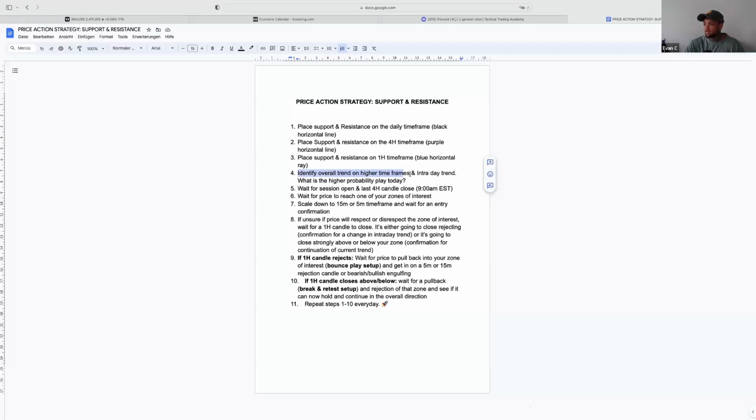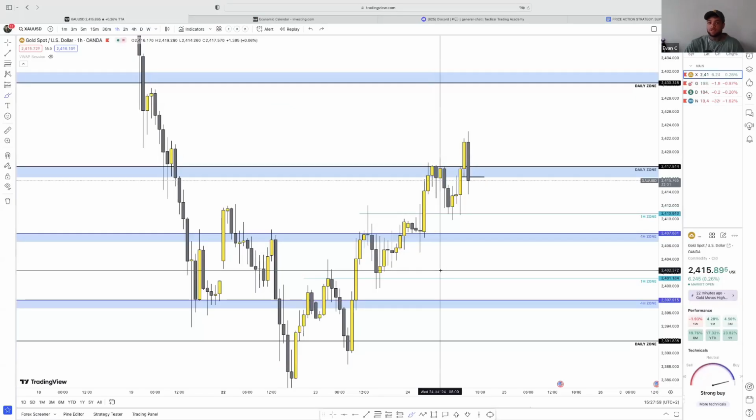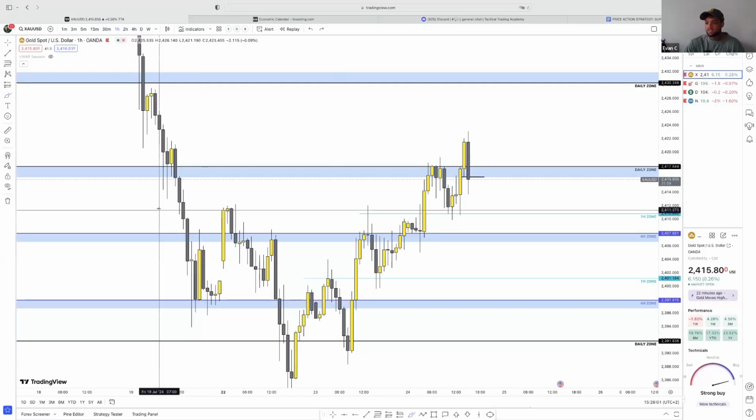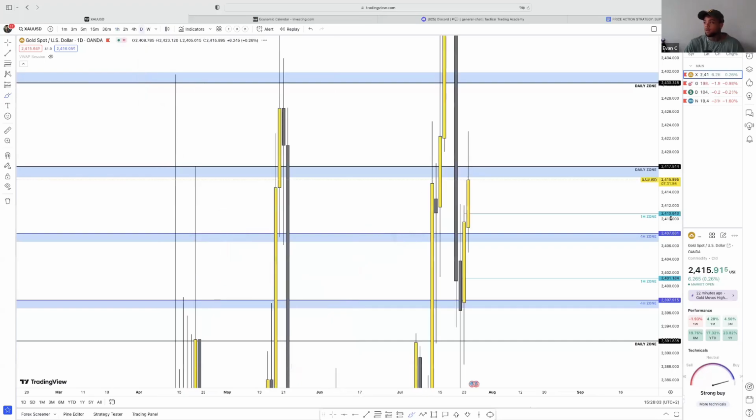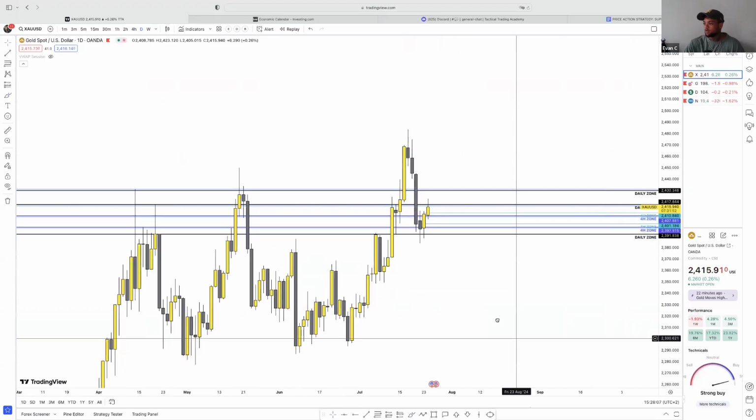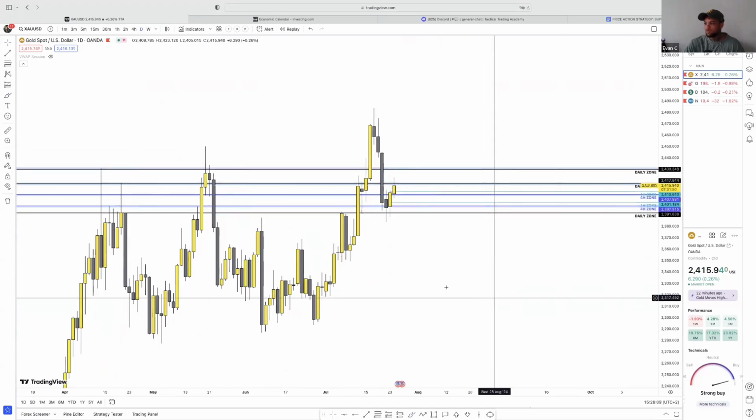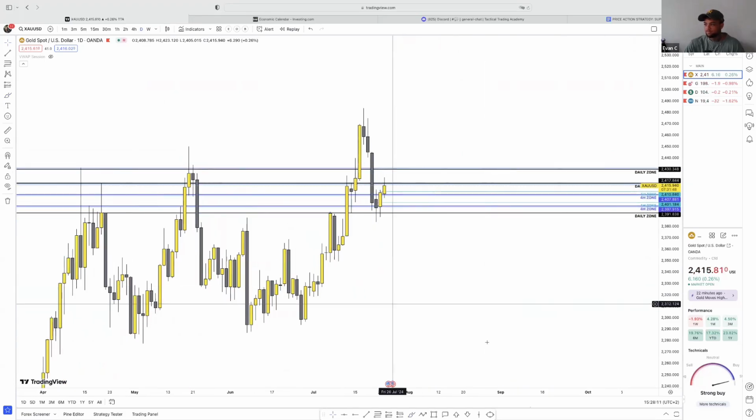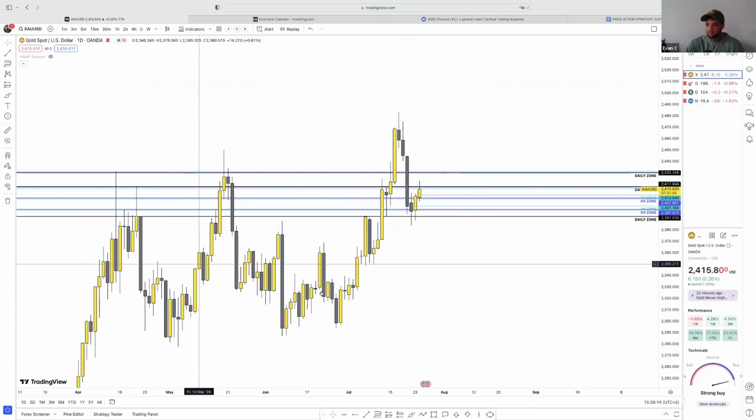And then what else do we want to see? Identify overall trend on higher time frames and the intraday trend. What is the higher probability play today? So this is why it's also so important to keep an eye on the higher time frames to identify the overall trend. So when we're looking at gold here, what do you guys think? Are we bullish or bearish here? Type it in the comments, on the daily time frame, bullish or bearish?